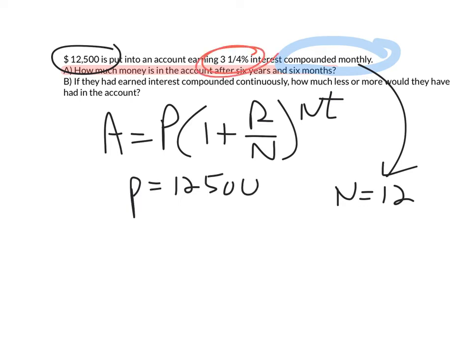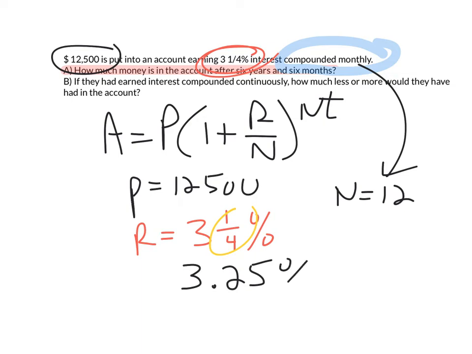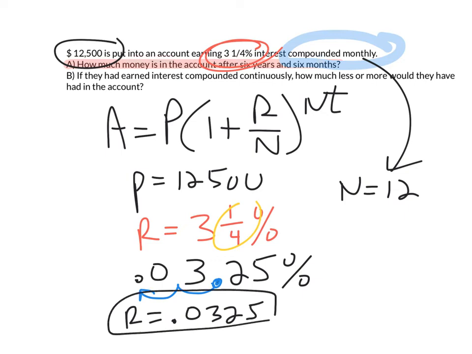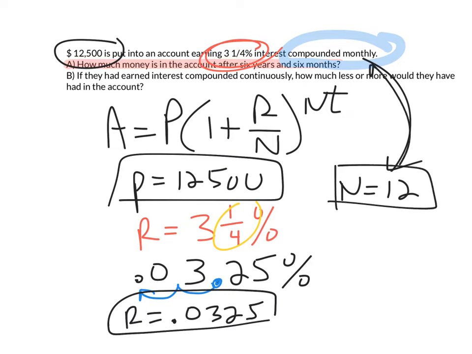The interest rate R, now here it says the rate is 3.25%. Now I know I need to move the decimal place 2 to the left, but here I have 3.25. Now a quarter is the same as 0.25, so really this is the same as 3.25%. Now I'll move the decimal point 2 places to the left, which is going to be 0.0325. So the interest rate R is 0.0325. The principal is $12,500. N is 12 because the question says compounded monthly.